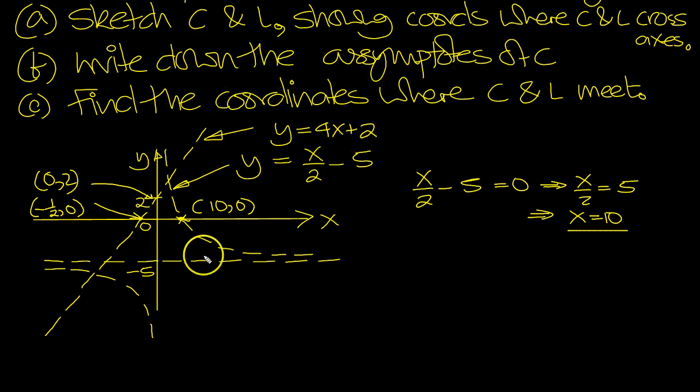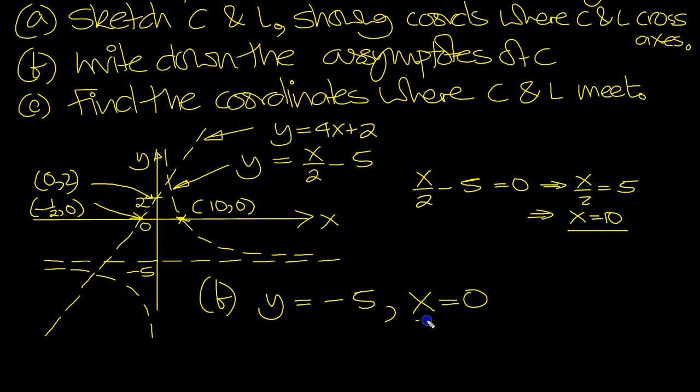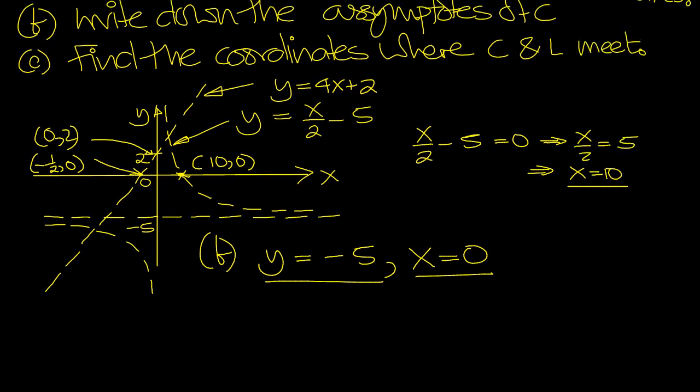Write down the asymptotes of C. So part B. So the asymptotes of C are y equals minus 5. And the other one is this one here, when x is 0, isn't it? So those are the two asymptotes. Find the coordinates where C and L meet. So let's do part C.